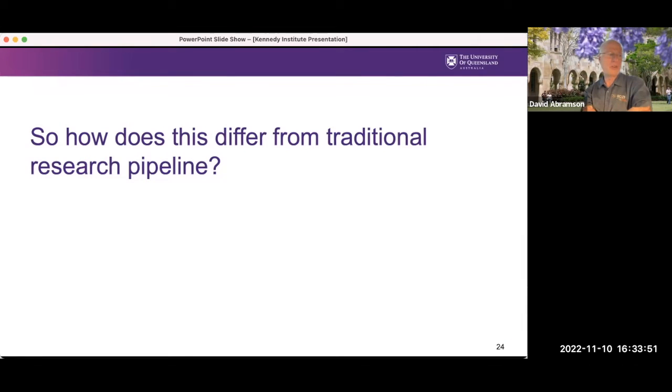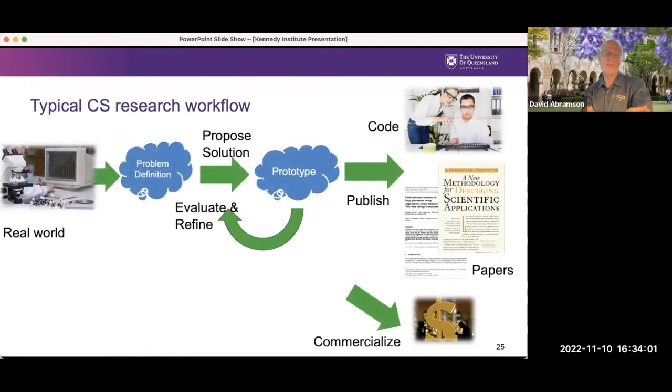But let me just switch gears and talk a little bit about what I started out saying as to why this differs from a traditional computer science research pipeline. Here's a schematic of what a traditional applied computer science workflow or pipeline might look like. We'll take some real world problem. We may abstract it and redefine it slightly so we've got something more workable, and produce a problem definition.